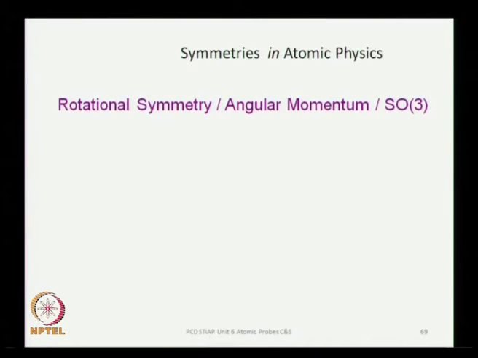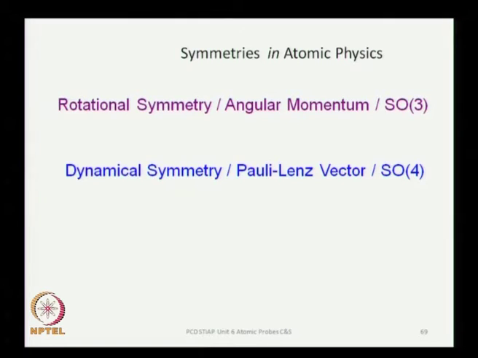We first dealt with the rotational symmetry. The generators for rotations are the angular momentum operators, they give us the SO(3) algebra, right. Then we also discussed the dynamical symmetry of the hydrogen atom coming from the SO(4) symmetry, right. Then there is parity, and parity is also important in atomic processes. You have seen the dipole selection rules as an application of the Wigner-Eckart theorem. You know that dipole transitions take place only when parity changes.